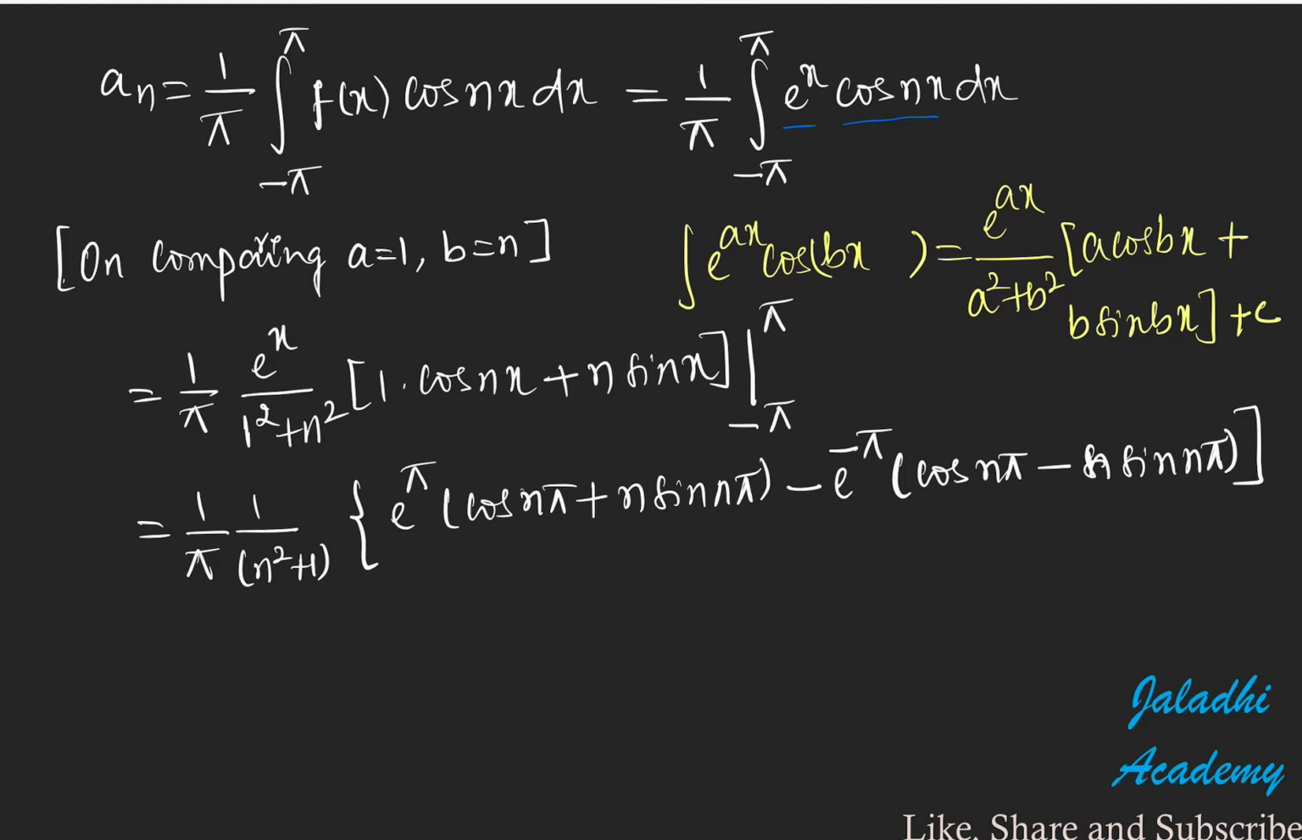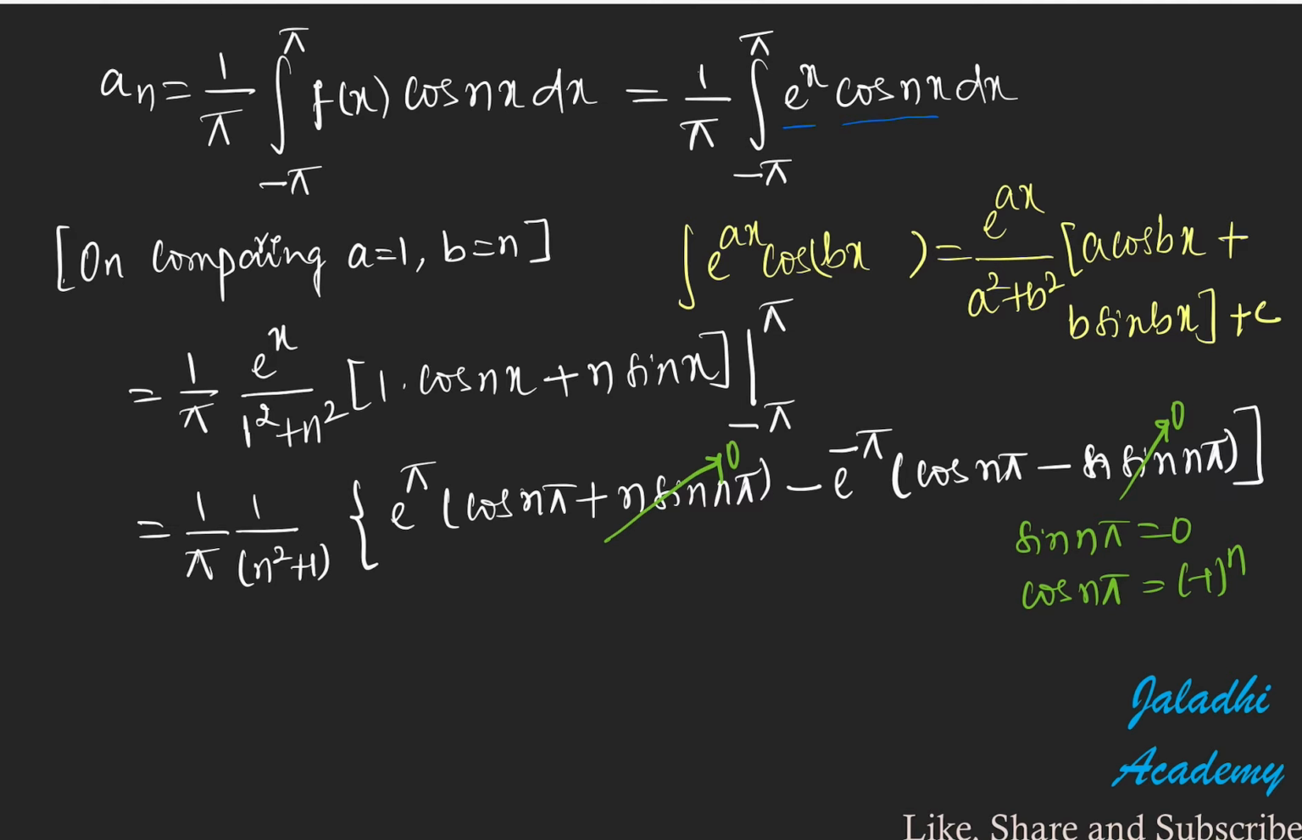Here it is important to note that sin n pi will go to 0 for any value of n, because n takes only integer values, and cos n pi, so there are two values: sin n pi equals 0 and cos n pi equals minus 1 whole power n.